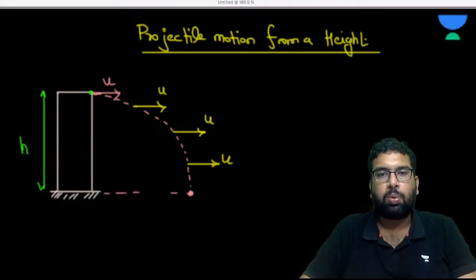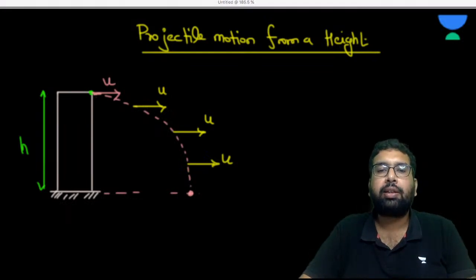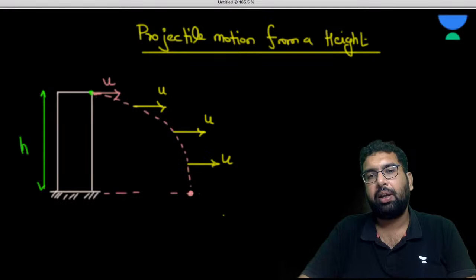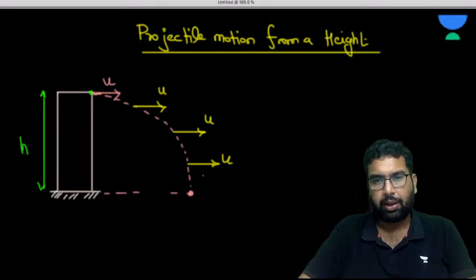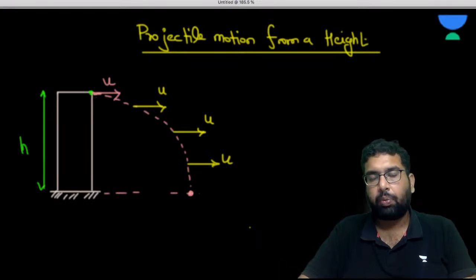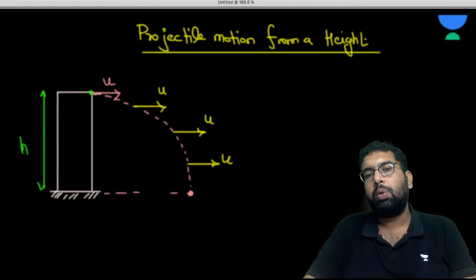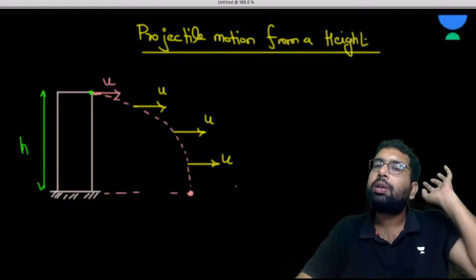In there also, there is no change in the velocity in x direction from the initial velocity, right? So the initial velocity in x direction remains the same there also. It remains the same here also, right? So this is going to be u, and u, right? Now, what about the velocity in y direction?